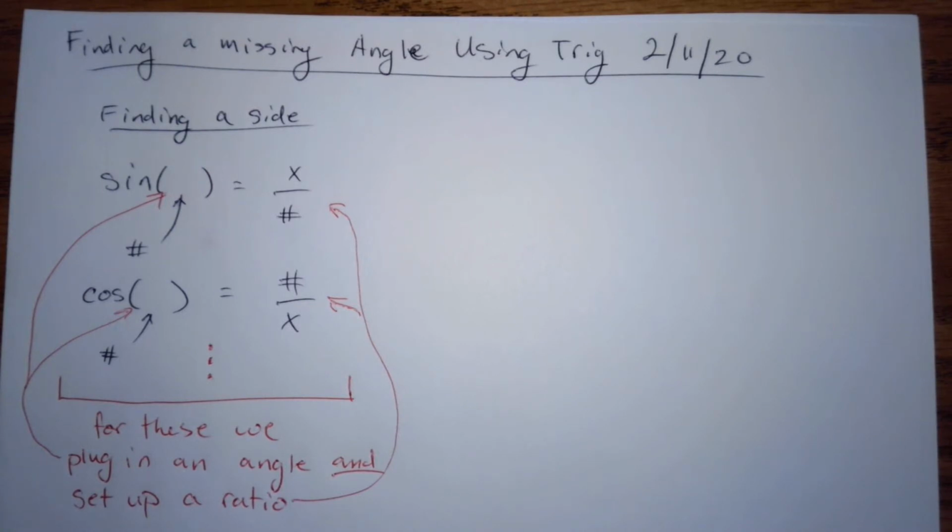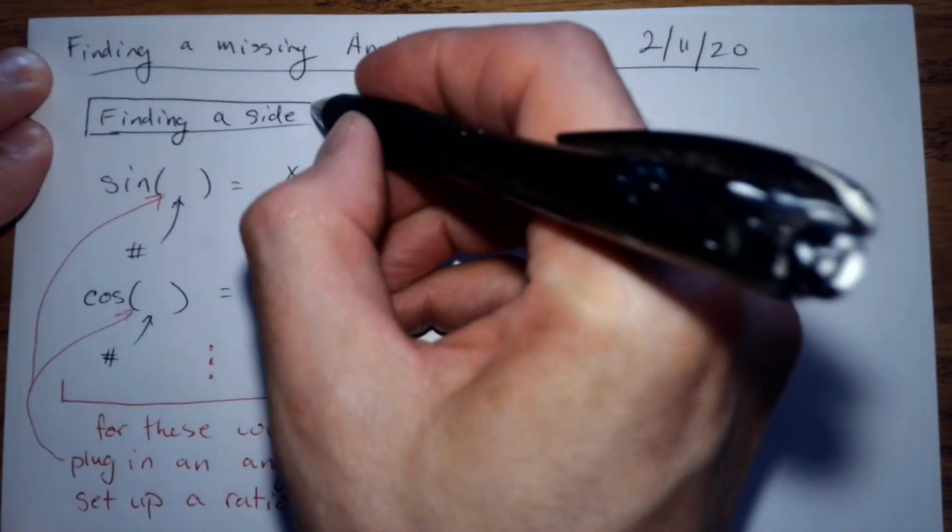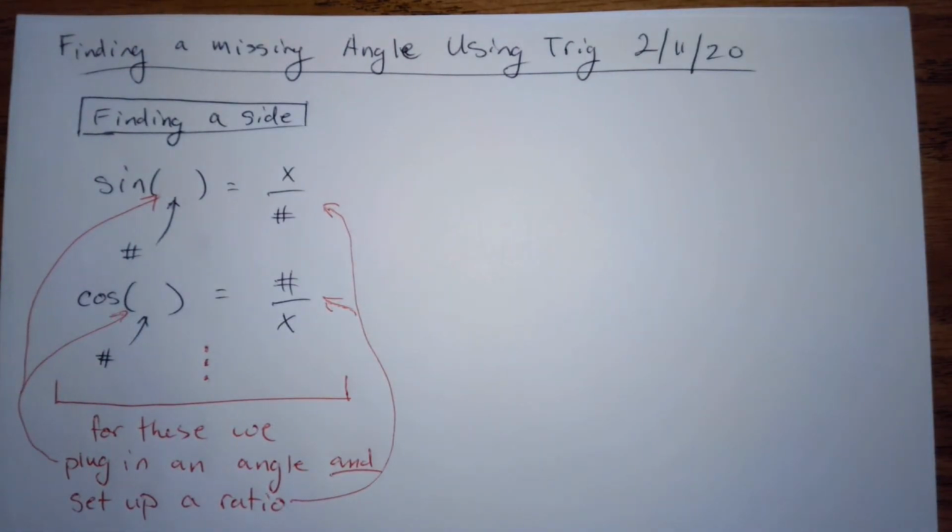Today, we are going to be looking at, maybe I'll put this in a box. So finding a side. Today we're going to look at how to find an angle. So we're going to be using different things.